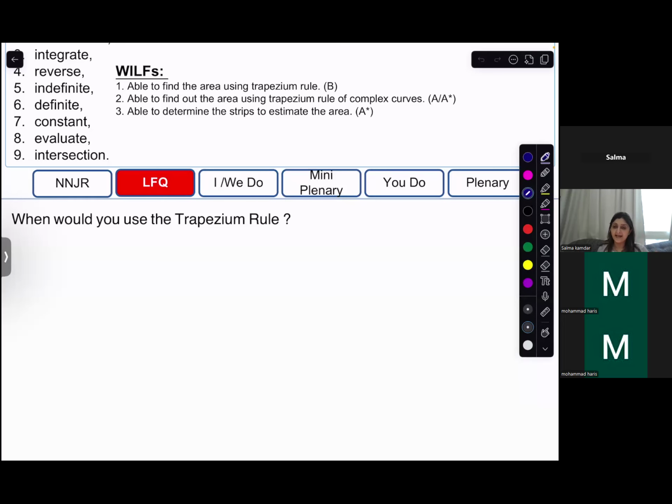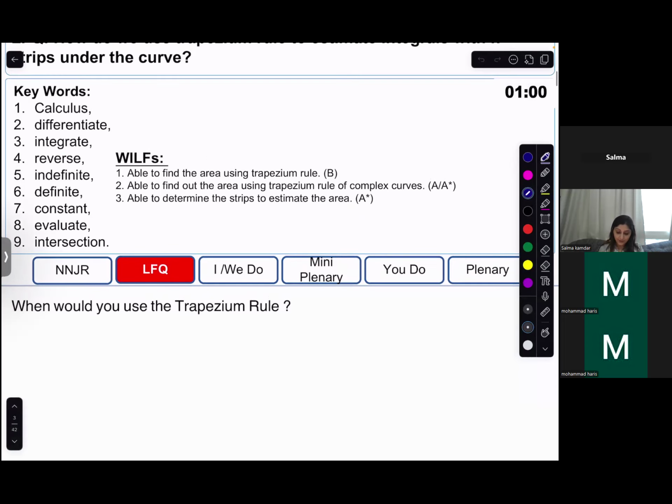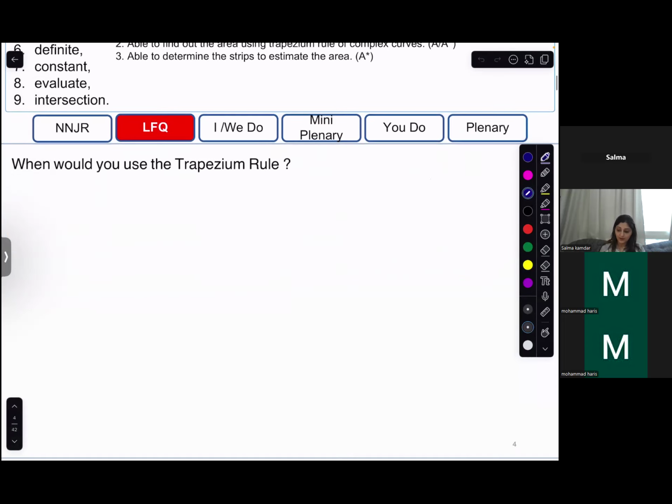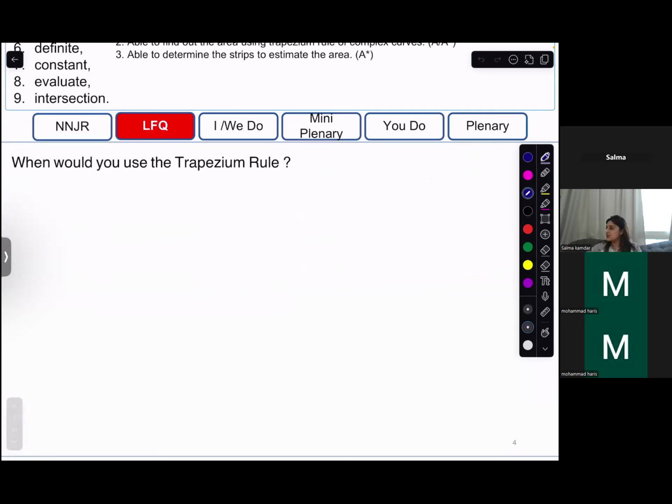So this is Edexcel IAL Pure Maths 2, 8.6, integration: the trapezium rule. Do you know what the trapezium rule is, or when you use it?